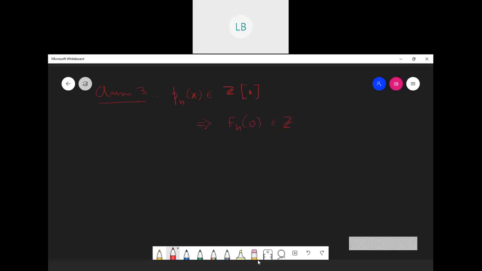So claim 3 is a bit different from the previous two. In the previous two, we were just proving something, but in claim 3, we are proving something with an additional hypothesis. So not for all polynomials, but if it is also given that P_n is an integer polynomial, then we can also say that capital F_n(0) is an integer. Okay, so let me prove this.